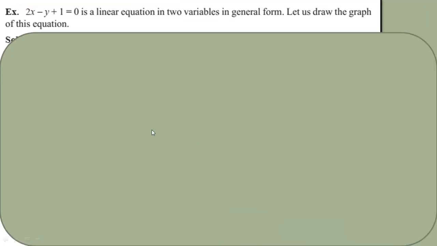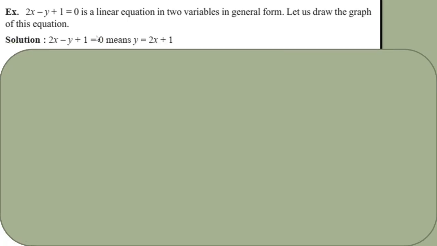Now we'll solve a linear equation. A linear equation means one whose degree is 1 for all variables. So x, y are the variables and these are the constants. Correct? So this is the linear equation in two variables in the general form. Now we have to draw the graph of this equation. There is one procedure.